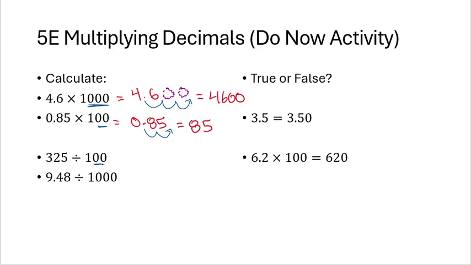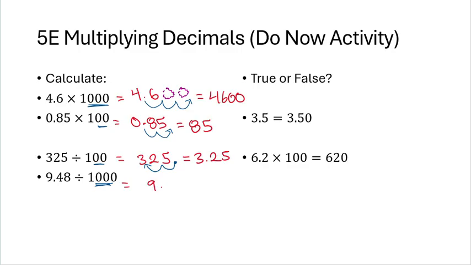Next is 325 divided by 100. So what you're going to do is write 325. The decimal place gets moved to the left 2 times just because there are 2 zeros. And your final answer is 3.25.